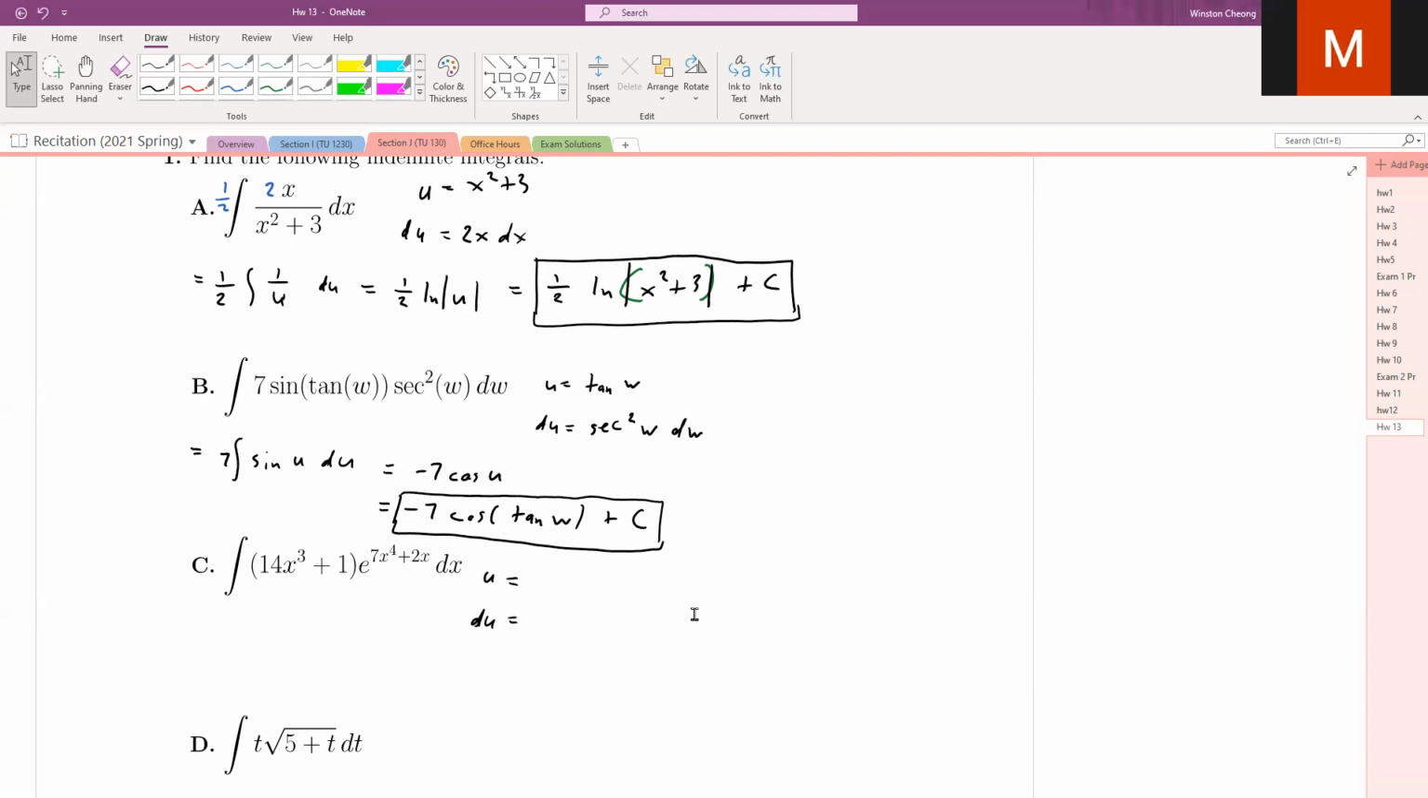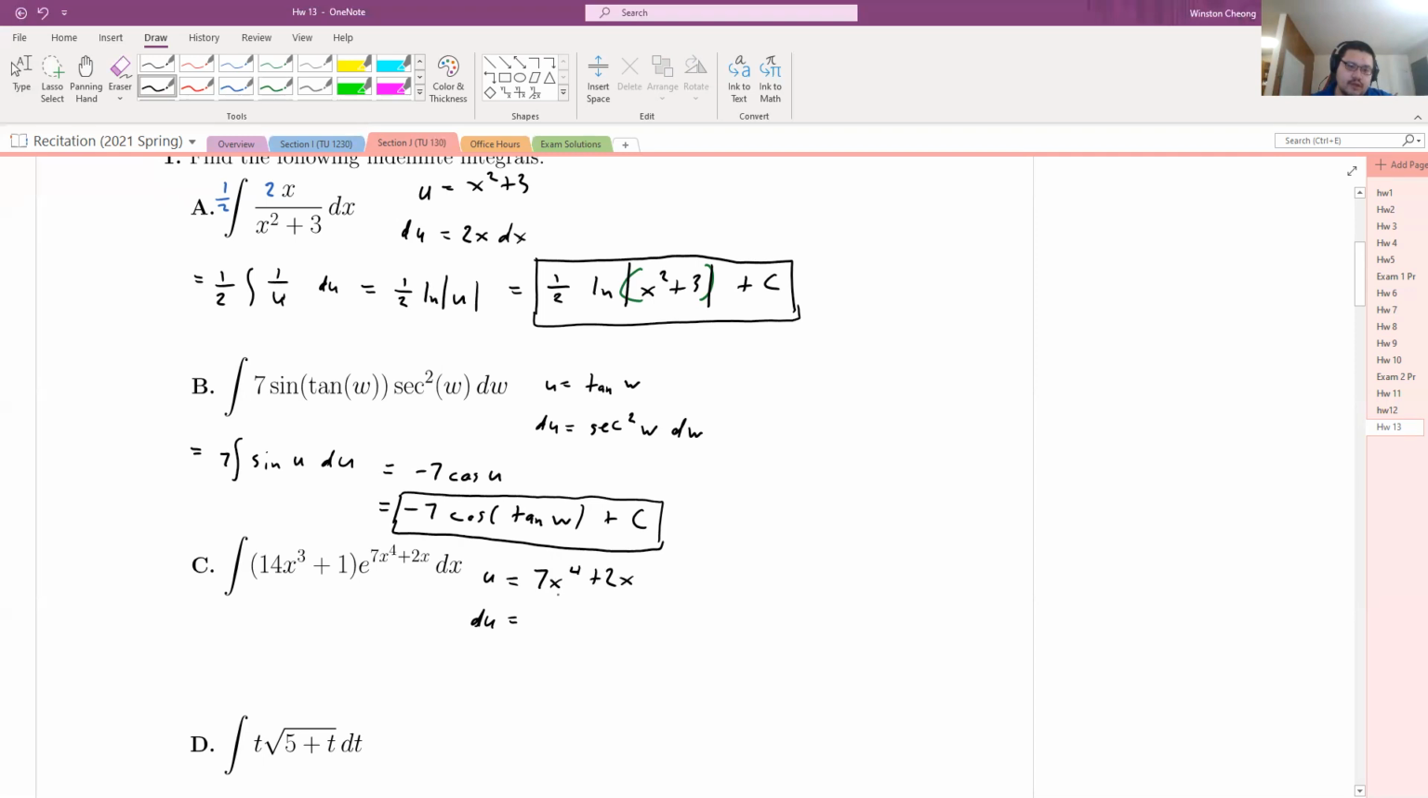Would this one be e to the 7x to the 4th plus 2x? Mm-hmm. You captured too much by doing that, because if you do that, then the du will have the exponential function there as well. So that is too much. Instead, you should try just the exponent.